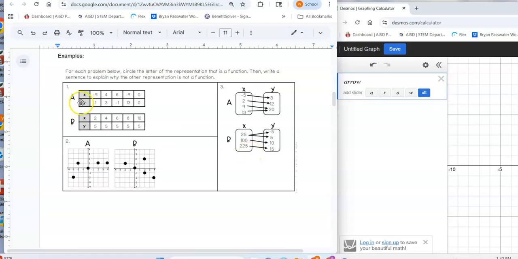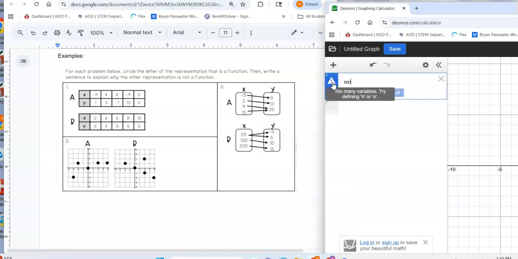All right, so let's look at A. What I have to do is identify if I see the value of x being repeated. The reason why A is not a function is because this says -9 and this also says -9, and since their outputs are different, the answer would be no. For number 1, this is no. Okay, this is A, no.